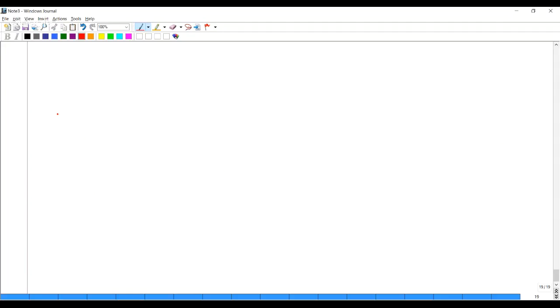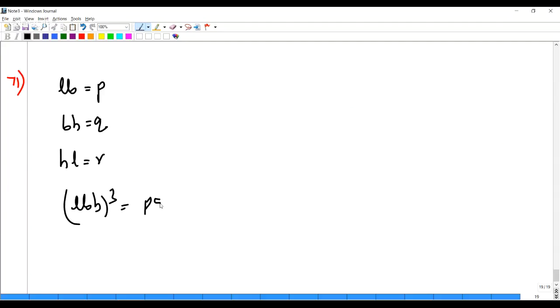The surface area of three adjacent faces of the cuboid. Let the cuboid three faces be LB is equal to P, BH is equal to Q, HL is equal to R. Multiply all the three. LBH whole cube is equal to PQR. So LBH is equal to under root of PQR.